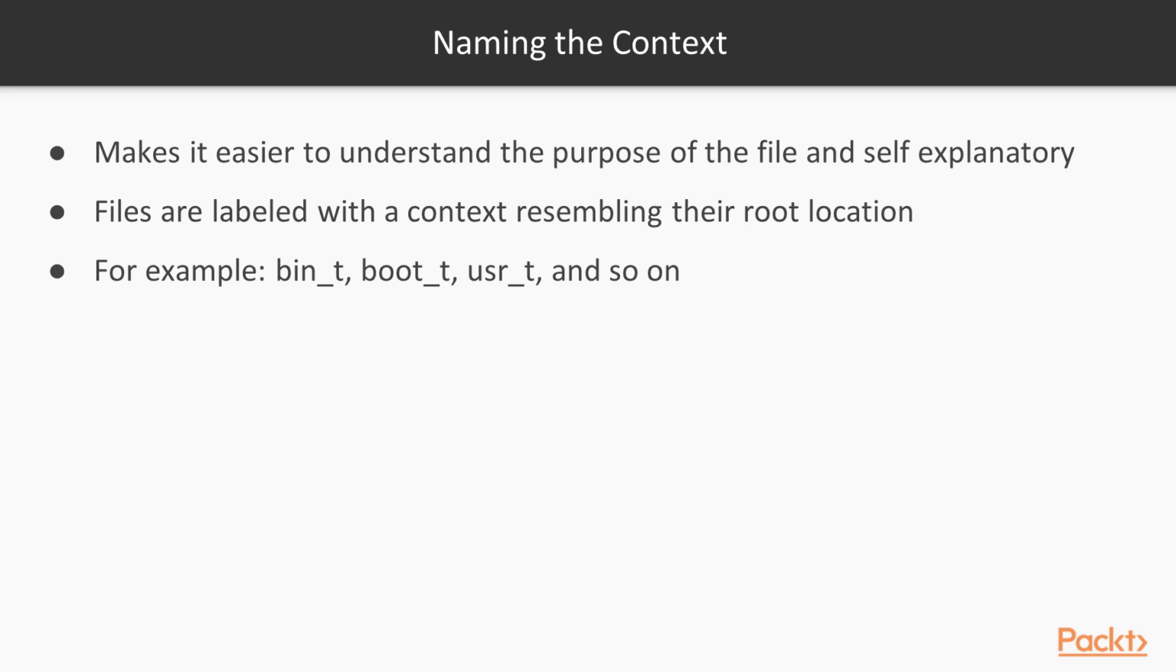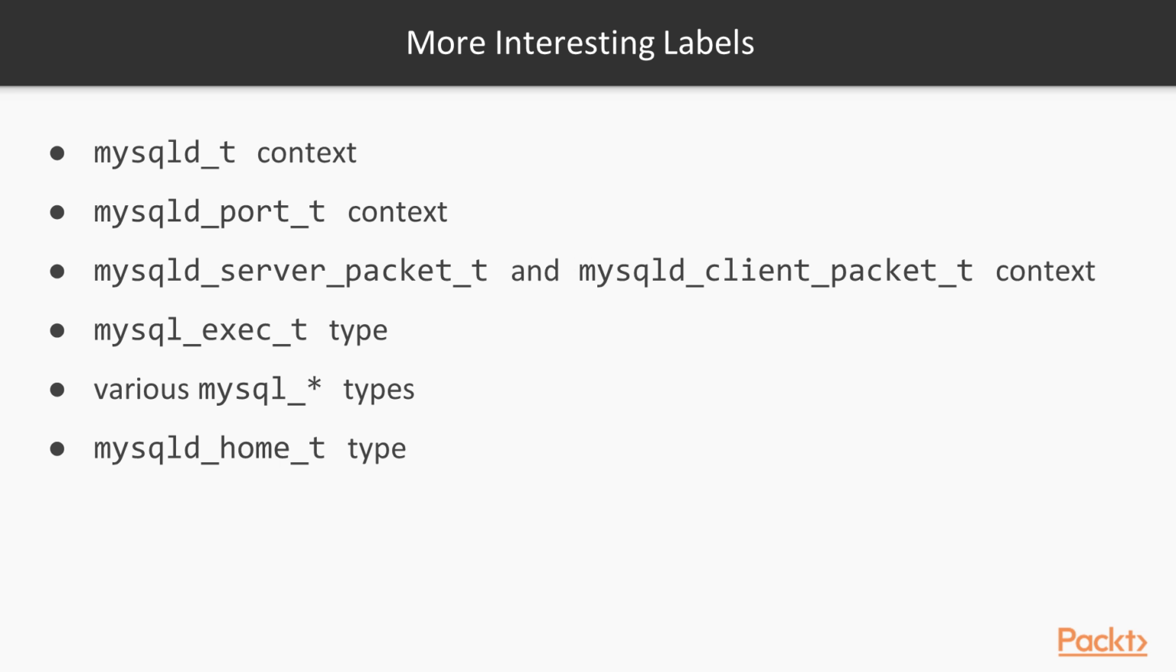For the regular file system, for instance, files are labelled with a context resembling their root location. For example, we find binaries in the bin folder labelled with bin_t, boot files in the boot directory labelled boot_t, generic system resources in the /usr directory labelled usr_t, and so on. The more interesting labels are those for a particular application. For instance, for the MySQL database server or compatible databases such as MariaDB, we have the labels listed here. Based on the context of a file or resource, administrators can easily detect anomalies in the system setup. Cool! In this video, we've learned about SELinux file contexts.